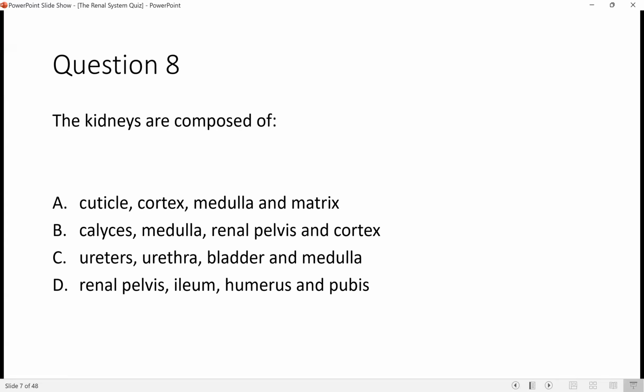Again, you might look at this quiz and be able to identify things that are definitely not in the renal system or not in the kidneys.